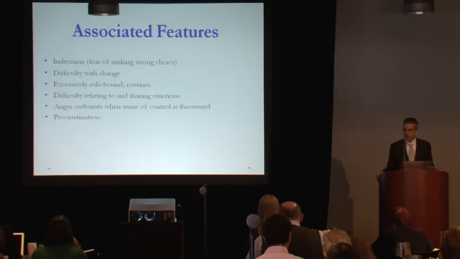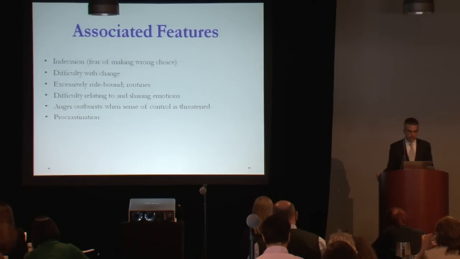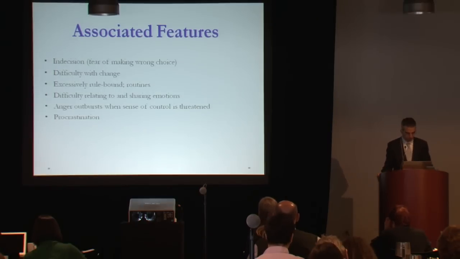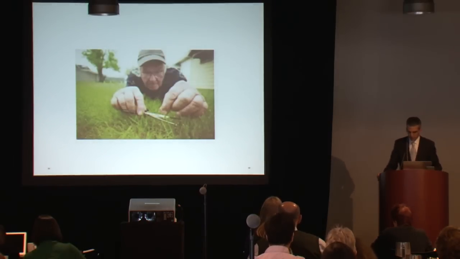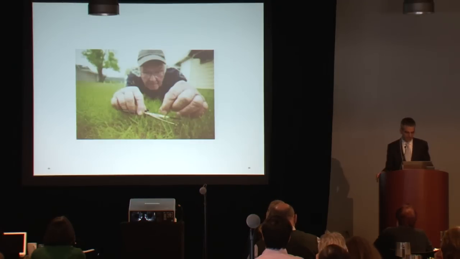Difficulties relating to and sharing emotions, and clearly that will lead to relationship difficulties. Anger outbursts when their sense of control is threatened, and procrastination, which is associated with their need for perfectionism, which, as I said before, leads to problems in work and school settings. This is a picture that I think really nicely demonstrates this fixation in terms of order and this wanting to have things just so.